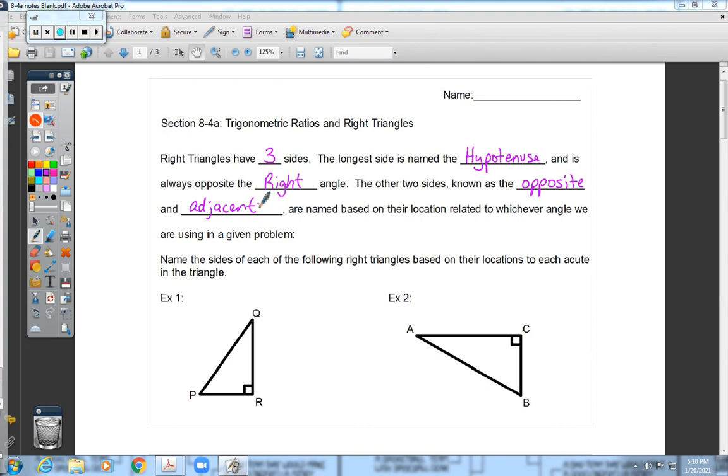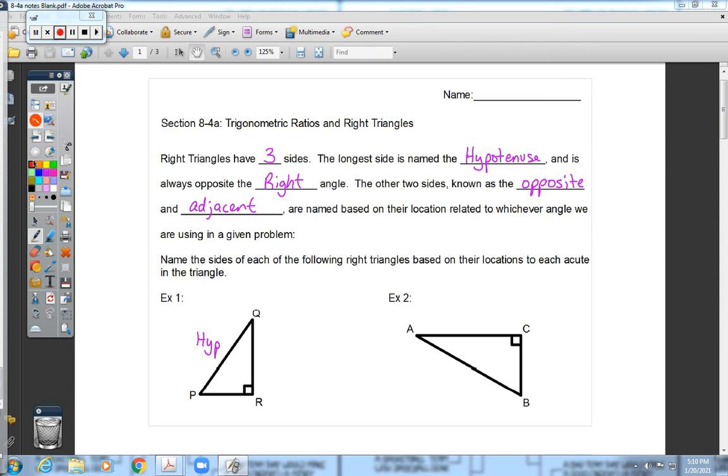So down here in example 1, we have a right triangle PQR, where R is the right angle. When we are naming the sides of a triangle, we always locate the hypotenuse first. The way we do that is we'll locate the right angle, we go across the triangle, and that side, in this case PQ, is our hypotenuse.